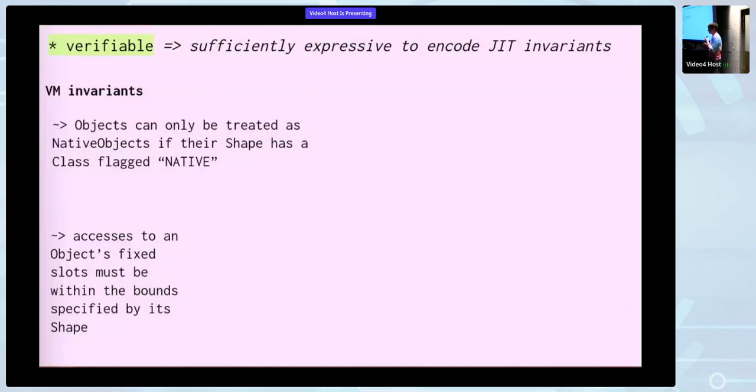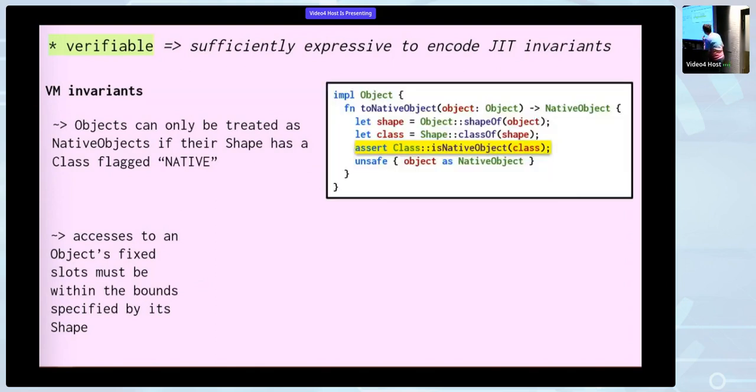So in Cachet, you can encode the invariants of your JIT as effectively assertions. For example, we want to encode the property that objects can only be treated as native objects if their shape has a class flagged as native. So we can take the function for converting objects to native objects, and we can say, okay, we're going to grab the shape of the object. Then we grab the class of the object, and then we assert that the class has a native flag, and only then are we allowed to convert the object to a native object.